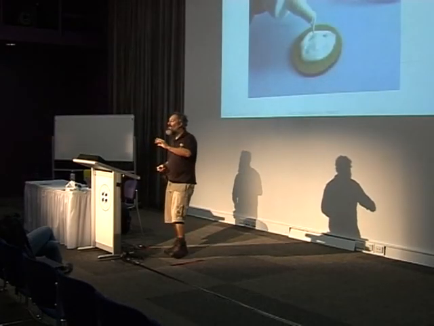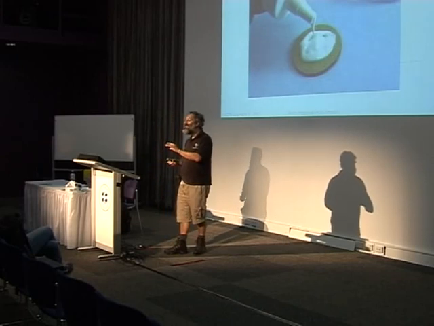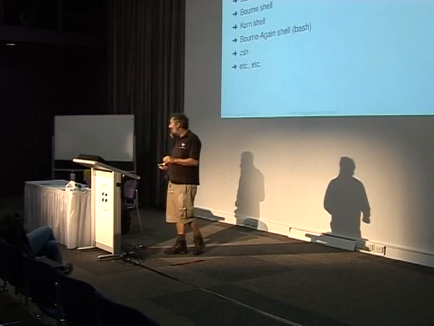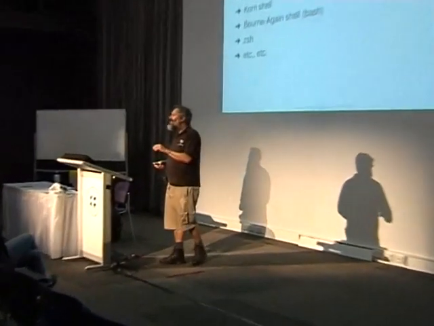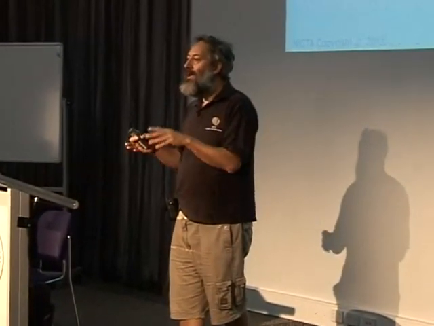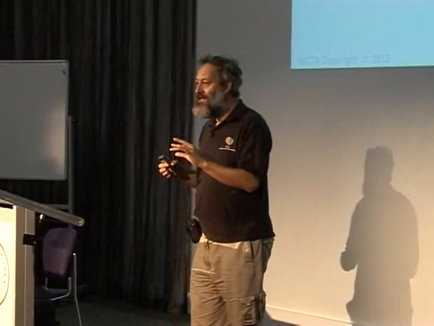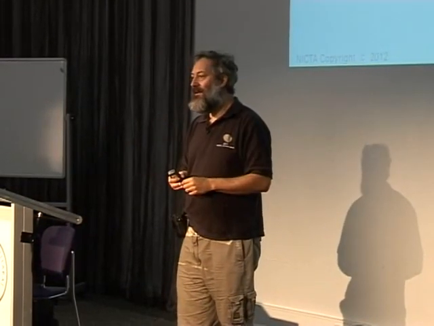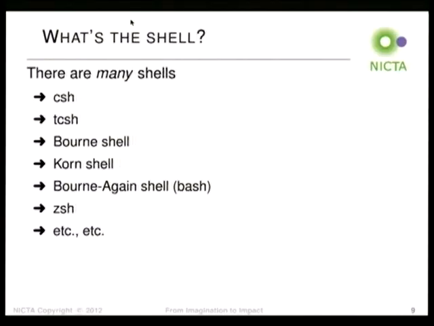It's a command line interpreter, but its real strength comes when you start using it to glue other things together. In order to be glue, you have to understand that almost every Unix program has some built-in inter-process communication stuff. Every Unix program has an exit status, and by convention, zero means I did what you asked me to do. Any other number means I didn't do what you asked me to do.